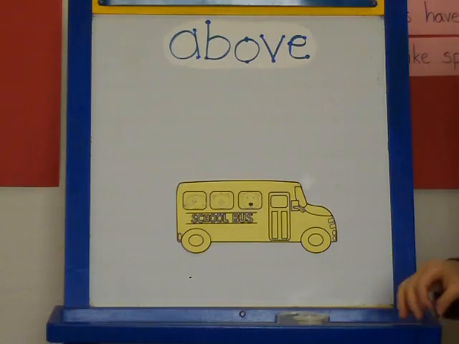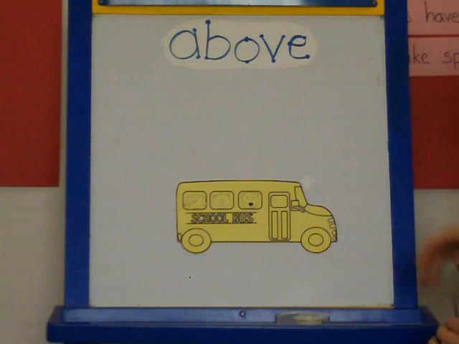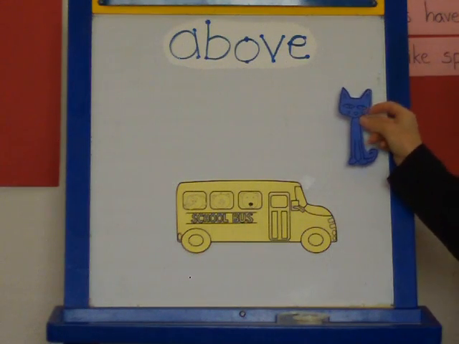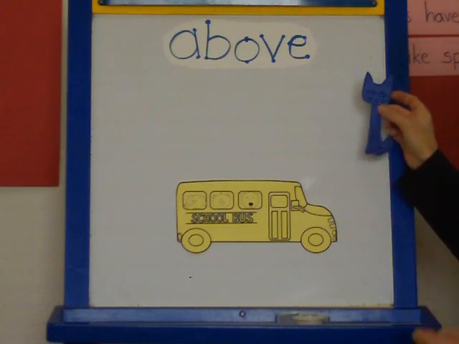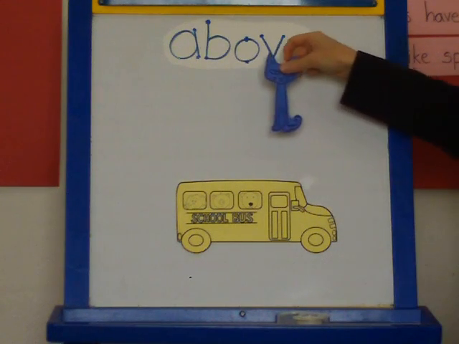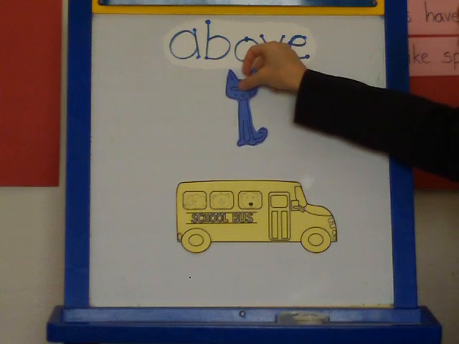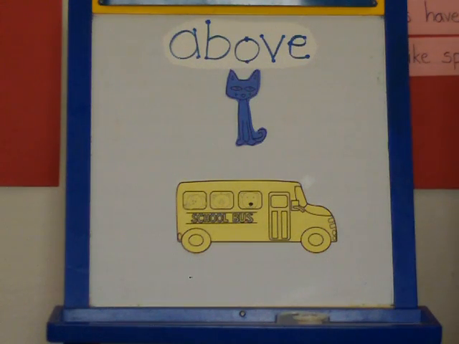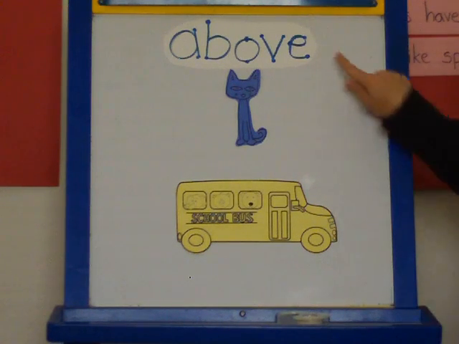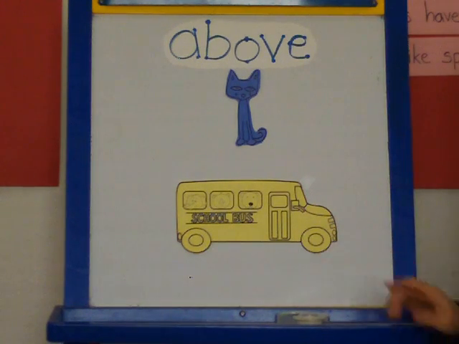Okay, above. This is the word above. I'm going to take my Pete the Cat and put him above the bus. Let's put that into a complete sentence. Pete is above the bus.